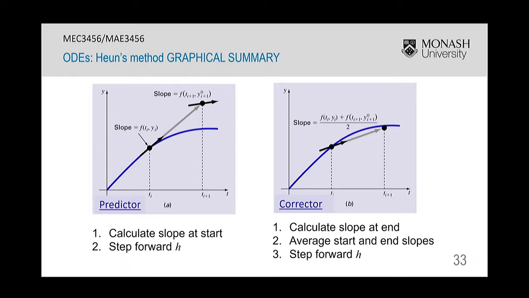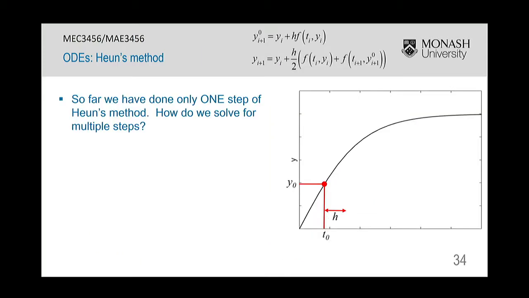So graphically then we have these two plots here. The predictor step, where we start at the beginning, we go to the end, and the corrector step, where we've estimated a slope as being the average of the slope at the beginning and our estimate of the slope at the end, and then we move forward a full step from the beginning, from ti to ti plus 1. So far we've only done one step of Heun's method.